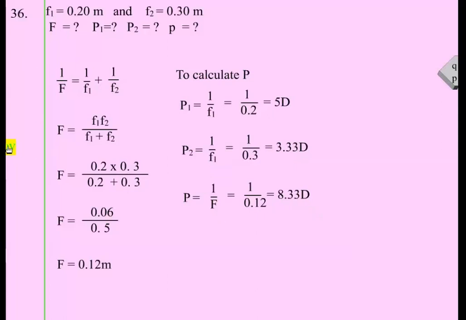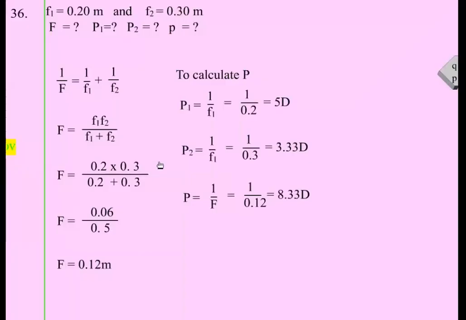Let us see the scheme of valuation. Look here, for the 36th one, for the formula it is 1 mark, and for the answer it is 1 mark. For P1, 5 D, 1 mark. For calculating P2, it is 1 mark. For P it is 1 mark, and finally for the effective power, it is 1 mark. Totally 5 marks are there.